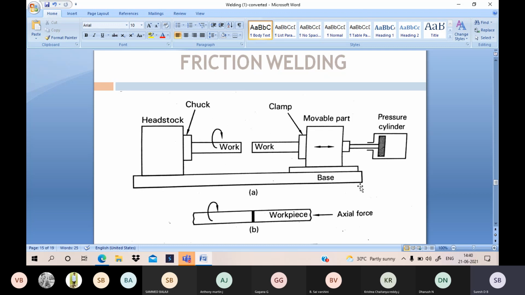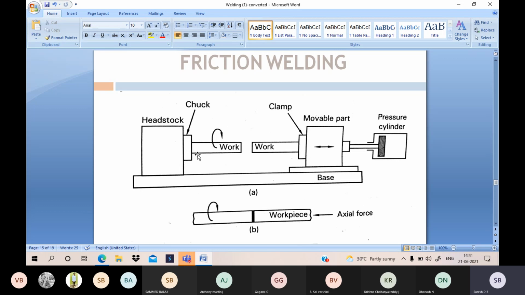Here, one workpiece is rigidly fixed. You already know the lathe machine, right? The left side one is called the headstock, and on the other side the tailstock is there. The headstock always rotates in either clockwise or anti-clockwise direction. Inside the headstock one chuck is there, and inside the chuck you can fix the workpiece.